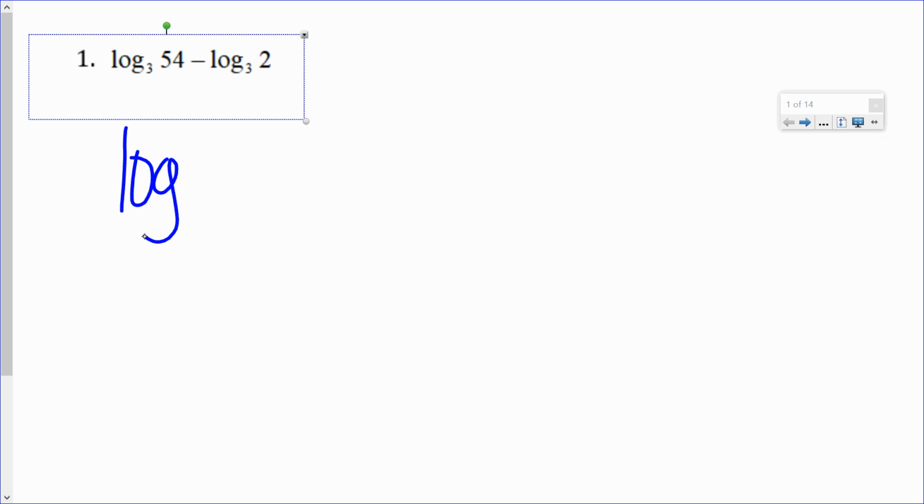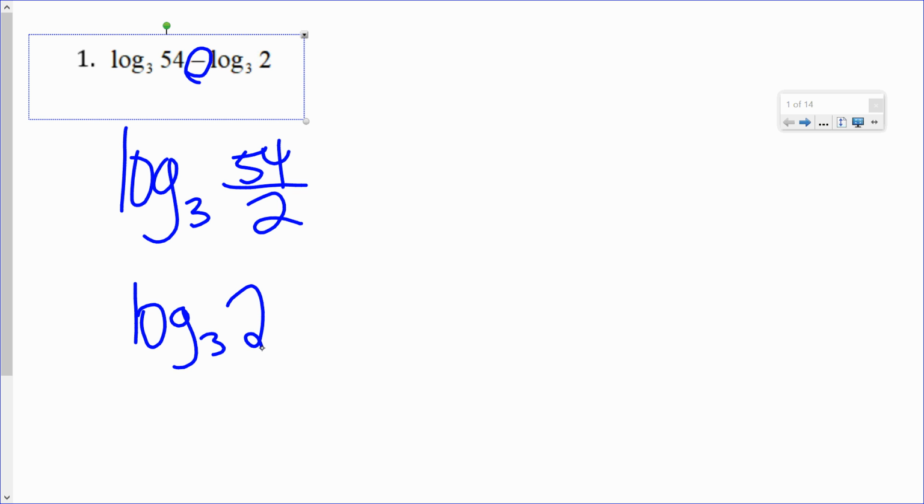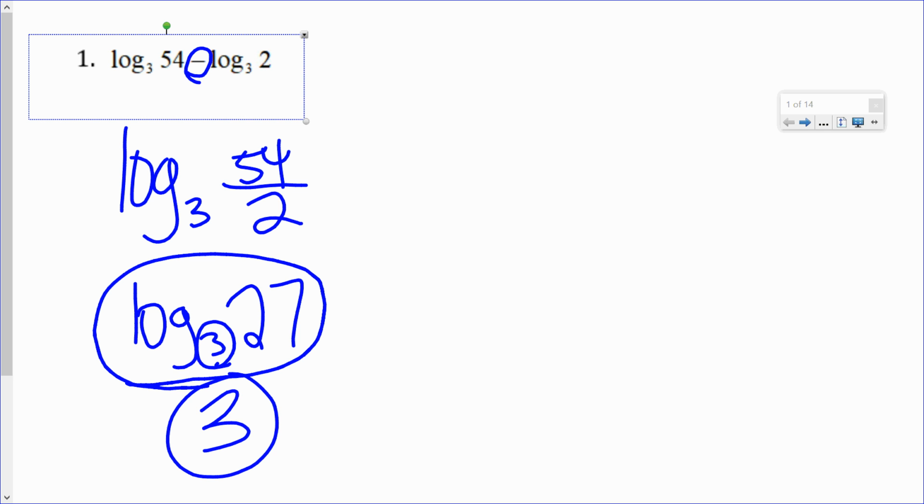Again, I see subtraction here. The log is base 3. Subtraction becomes division, so it becomes 54 over 2. 54 divided by 2 is 27. Now this one I would go further with because I know that 3 to the third power is 27. However, that is not the objective of this lesson. The objective of this lesson is to get to this point, so I'm fine with that. But if you understand the first lesson that we did in logs, hopefully you know when you see log base 3 of 27, it means the answer is 3, because 3 to the third power is 27.